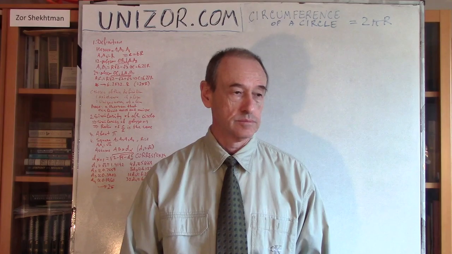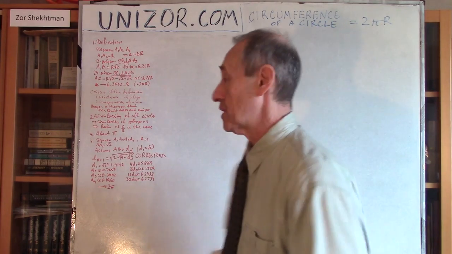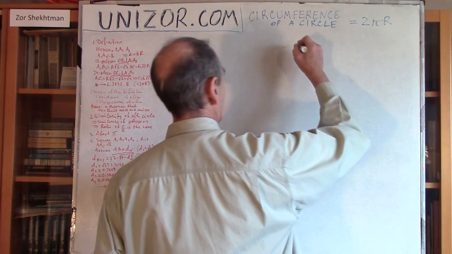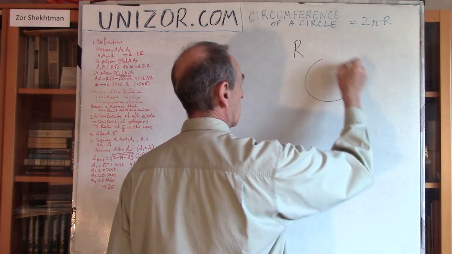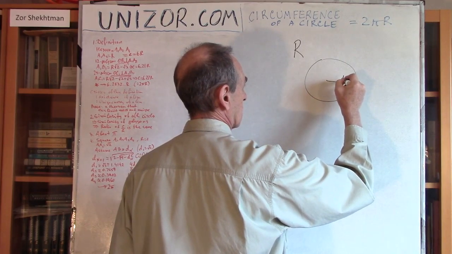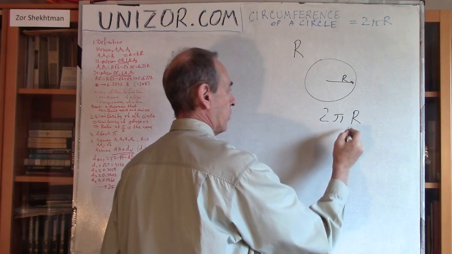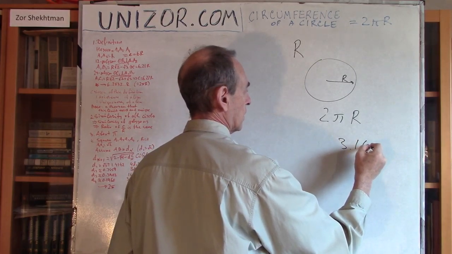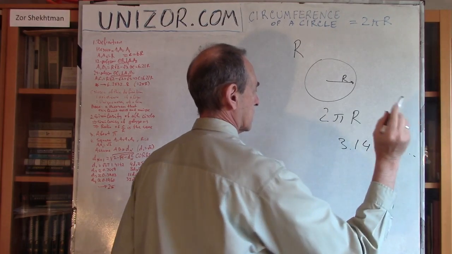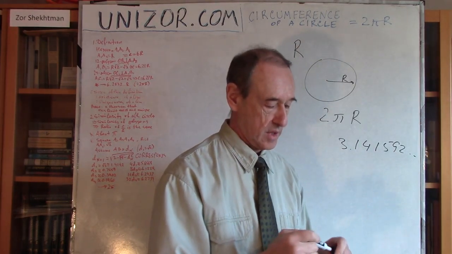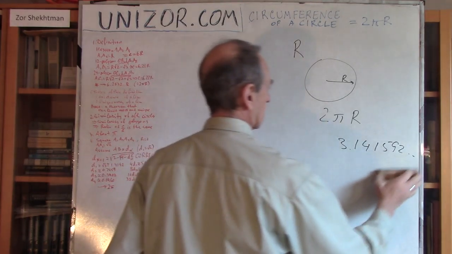Now, circumference of a circle. Everybody knows, right, that if you have a circle with a radius r, then circumference is 2 pi r, where pi is something like 3.14192, etc., some irrational number. Yeah, everybody knows that. And why am I talking about this?